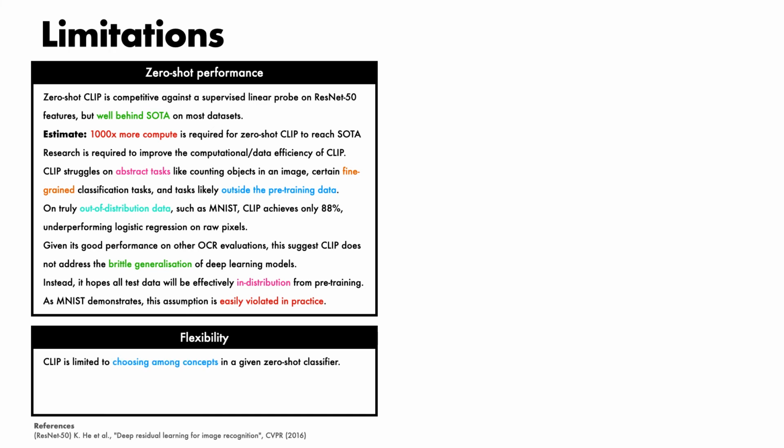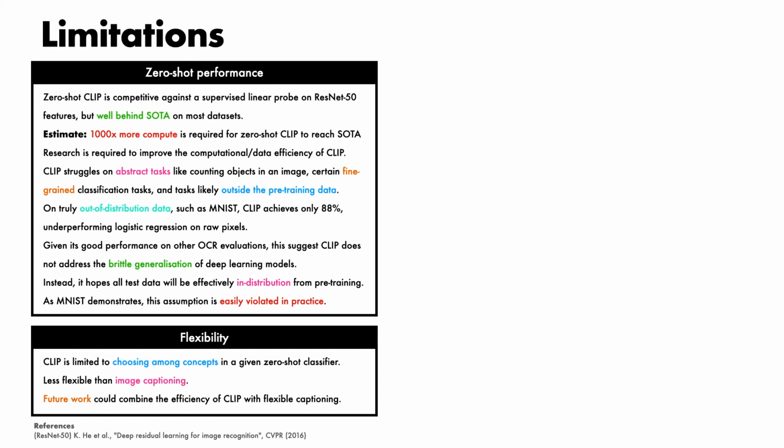A second limitation of CLIP relates to its flexibility. It is limited to choosing among concepts in a given zero-shot classifier. In this sense, it is less flexible than image captioning, which was also explored in preliminary experiments for this work, but rejected due to its low data efficiency. Future work could potentially address this by combining the efficiency of CLIP with the flexibility of image captioning.